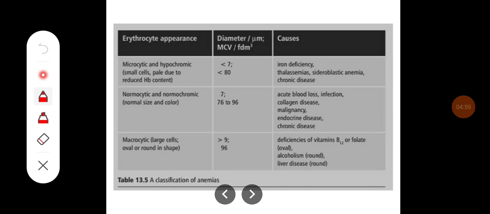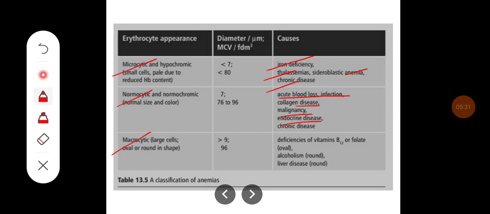Okay, so based on the cell size, or morphologically, anemia can be classified as microcytic anemia, normocytic anemia, or macrocytic anemia. So important causes for microcytic anemia are iron deficiency anemia, thalassemias, sideroblastic anemia, and chronic diseases. Whereas normocytic anemia is caused by acute blood loss and infection, collagen diseases, malignancy, and endocrine diseases.